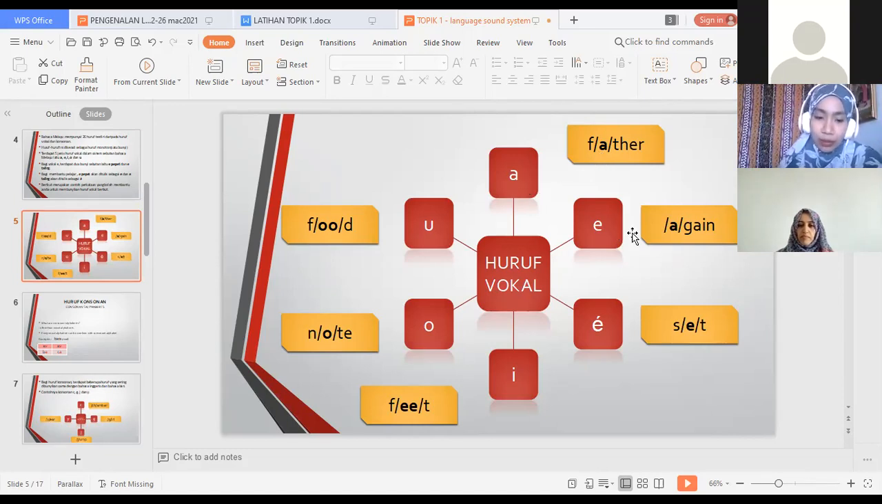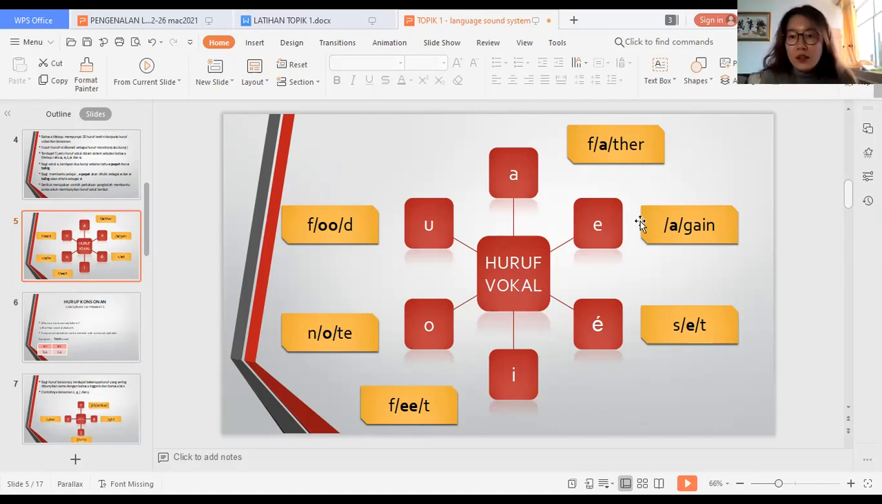So this one I would like to call Zhang Hongqing. Based on this word, you get the sound of E in Bahasa Melayu. What is E? This one is E-pepet, which is like 'again'. And one more E.